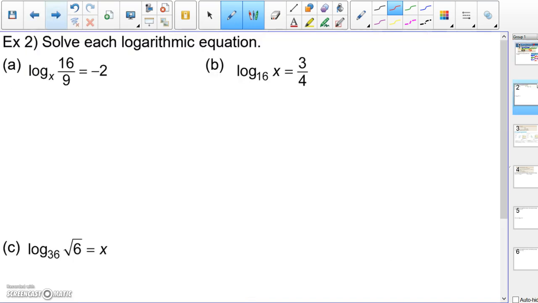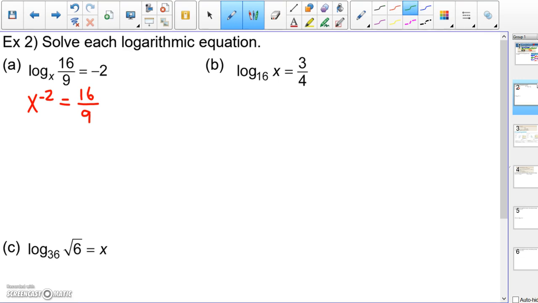Moving on, number 2, solve each logarithmic equation. These really aren't so bad, but you're going to want to convert to the other form. I don't like it in log form. I'd rather do it in exponential form, so I ask myself those same two things. What is the base in this problem? Well, it's a base x. What is the exponent in this problem? Well, the answer to the log is the exponent. That's negative 2. And so by process of elimination, x to the negative second power equals 16 over 9.